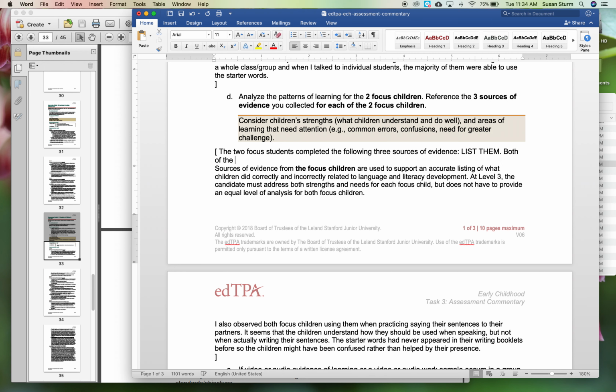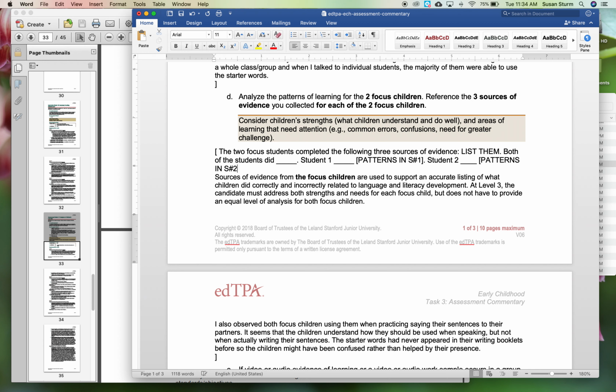Both of the students did blank. Talk about what they both did. Student 1 did blank. And here's where you're going to talk about patterns in student 1. Student 2, and here's where you're going to talk about patterns in student number 2.